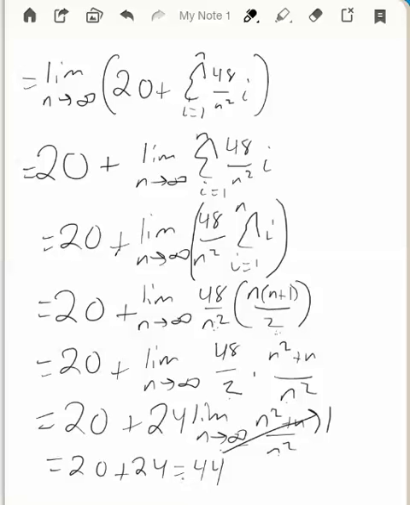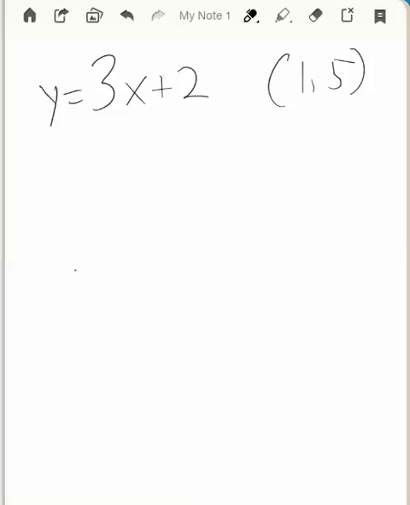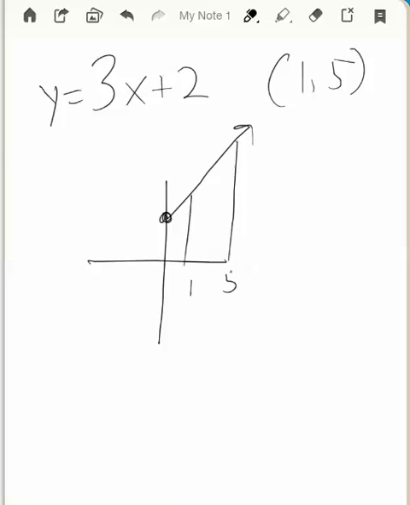Okay? Now, I think this one's a good one for us to just double check geometrically. My original problem was essentially a line, right? It was y equals 3x plus 2 from 1 to 5. Well, let's just graph that real quick. 3x plus 2. So 2 is up here, slope of 3, and I'm going from 1 to 5. It's just a trapezoid, no biggie.